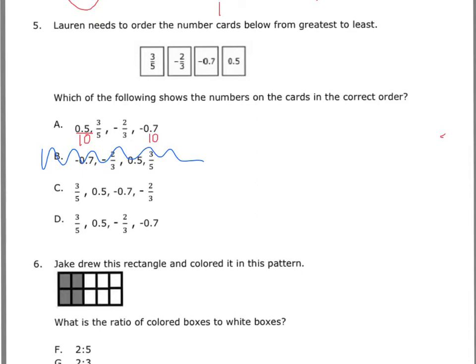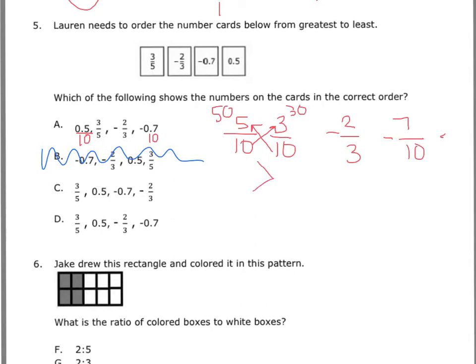So I have 5/10, 3/10, and then negative 2/3 and negative 7/10. Now let's compare the 5/10 and the 3/10. 10 times 3 is 30, and 5 times 10 is 50. 50 is bigger than 30, so 5/10 is bigger than 3/10. So that 5/10 should be before the 3/10. That is good. Let's look at C. No, they put 3/5 first. That's wrong. And let's look at D. They put 3/5 first. That's wrong. So our answer here is A.